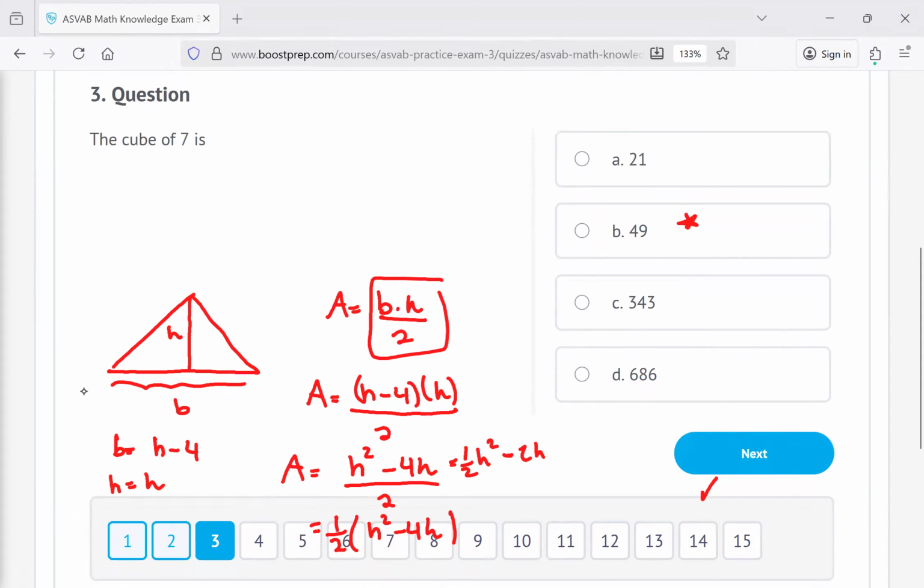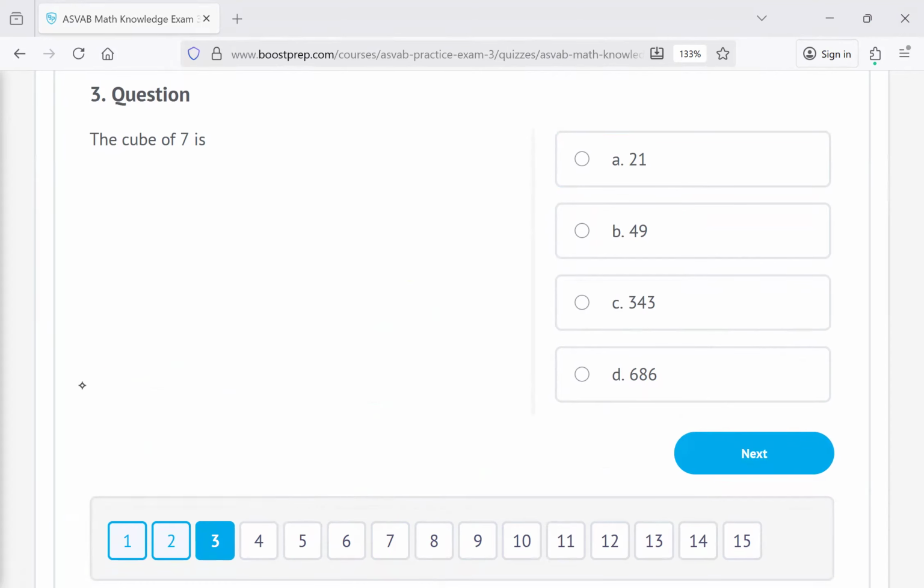Okay. Question 3 says, the cube of seven. So they're not saying the cube root of seven. They're saying the cube of seven. What does the cube of seven mean? It literally means seven cubed, right? And seven cubed is the same thing as seven times seven times seven.